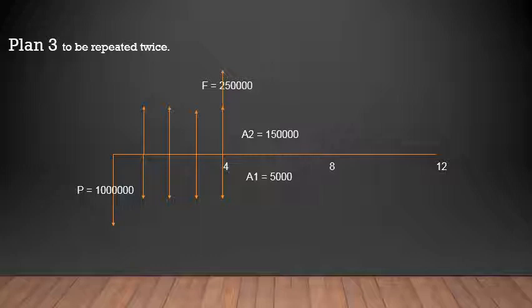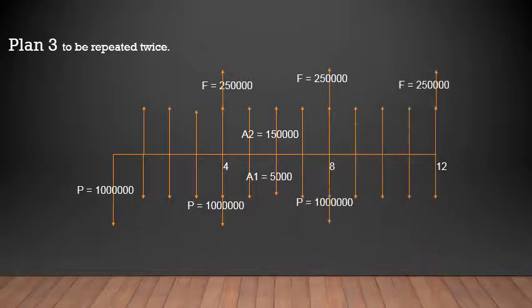So as soon as the first machine stops working at year 4, the second machine starts working at year 4 itself. So once it starts working, its operating costs, revenue, and the salvage value will appear. The second machine stops at year 8, the third machine again immediately starts at year 8 like this.